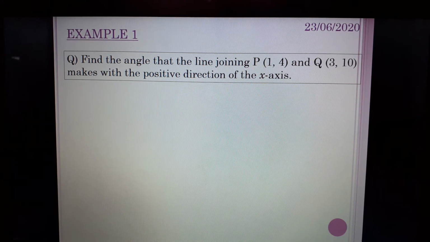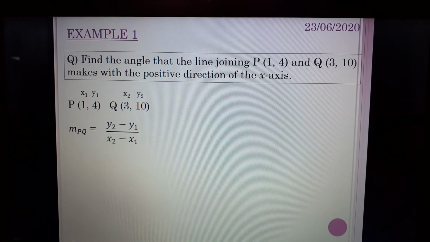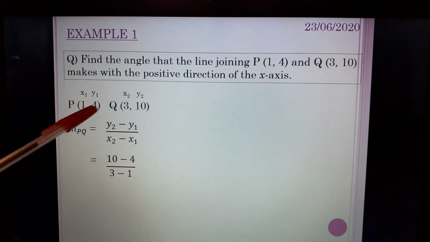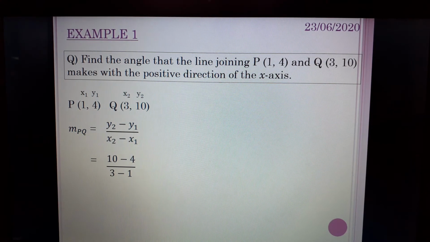So for me to be able to find this angle, I'm going to first of all have to find the gradient. So I'm going to use my normal formula to find the gradient, y2 minus y1 over x2 minus x1, and then put the numbers in the correct place. So we've got 10 minus 4 over 3 minus 1. 10 minus 4 is 6. 3 minus 1 is 2. That simplifies to 3. So that means that the gradient of this line is 3.